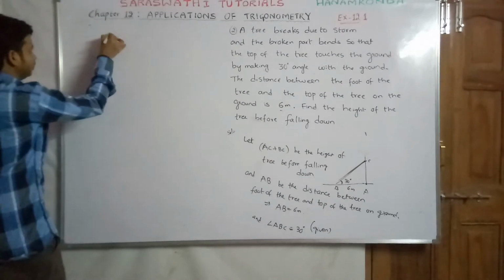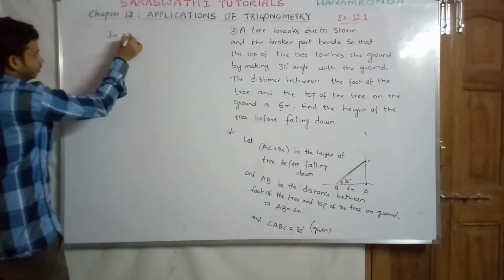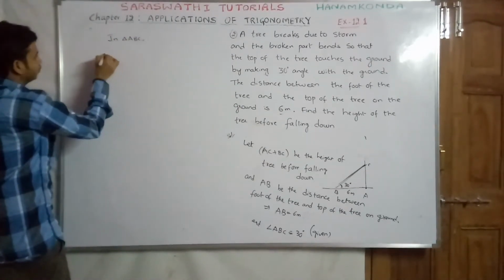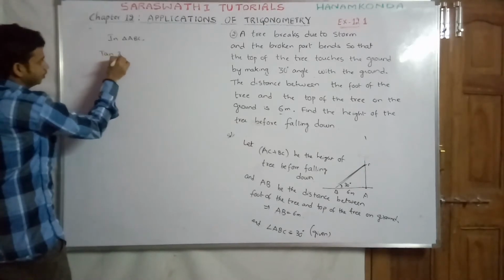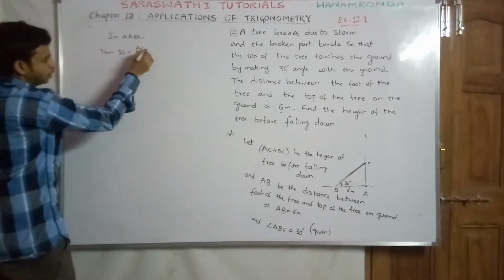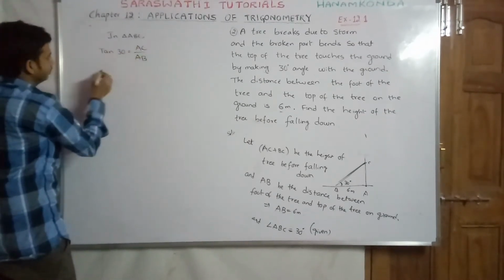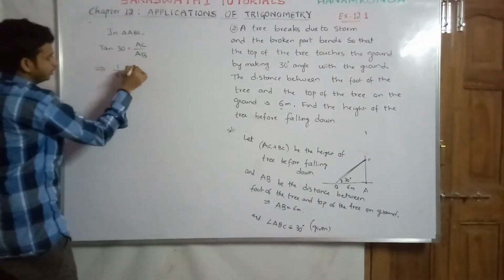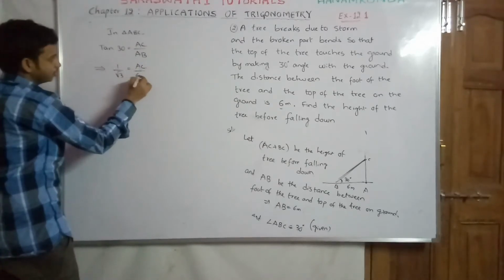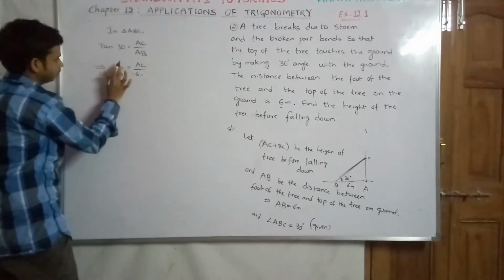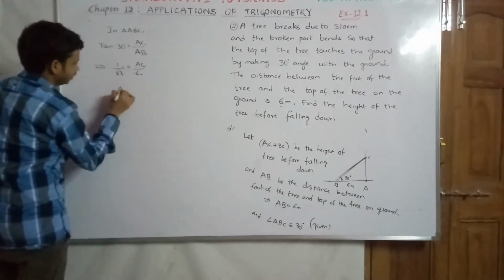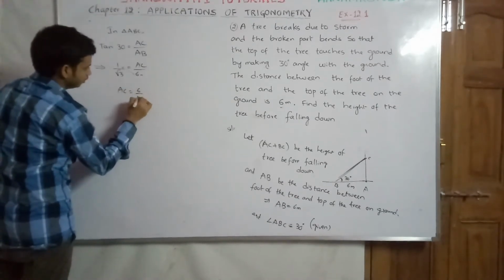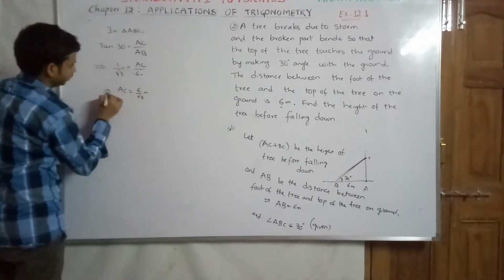So in triangle ABC, tan 30 equals AC by AB. That implies the tan 30 value we know, 1 by root 3, equals AC by AB, where AB is 6 meters. That means 6 meters gets multiplied with the left side term. That means AC equals 6 by root 3 meters.